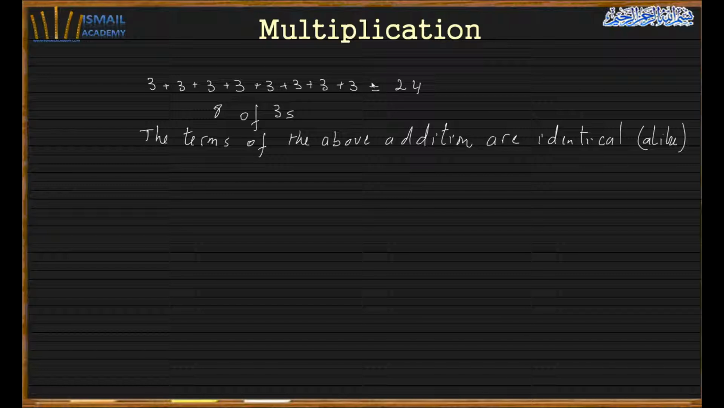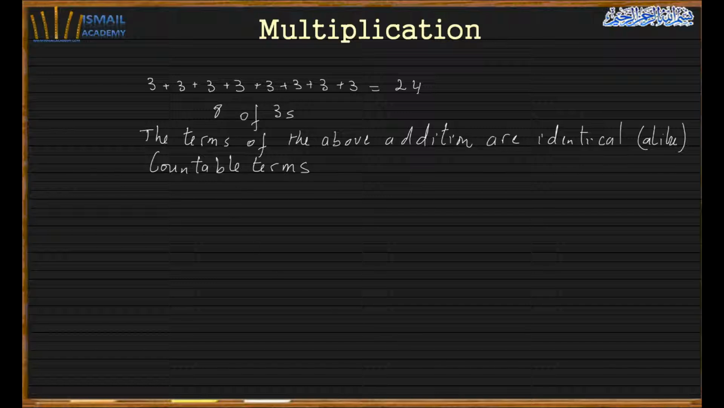So what about the number of terms? Can we count the number of terms? Yes, the number of terms is countable. So this is the second property of this addition. So it has countable terms. And we know it's 8. If we count 1, 2, 3, 4, 5, 6, 7, 8, we have 8 terms in that addition.